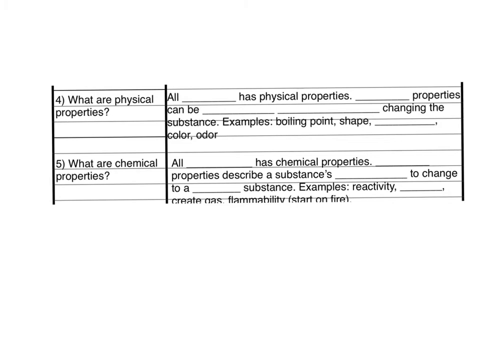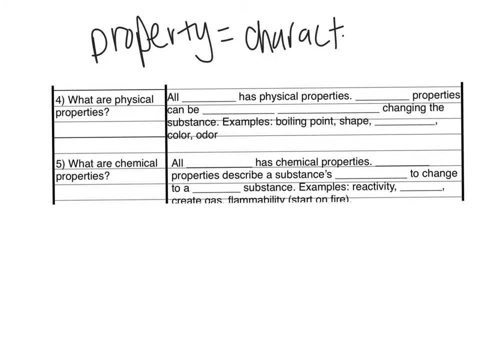Alright, number 4 and number 5. These are talking about properties. A property describes something. So it's kind of like a characteristic. So I would probably say property is the same as a characteristic. It tells you something about something. So if you were trying to describe somebody, you would say characteristic. Anything that describes something. And there are 2 different types of ways to describe all matter. There are physical and there are chemical.